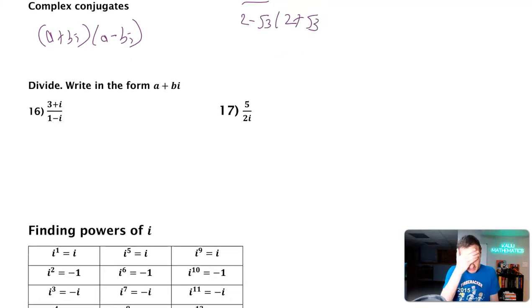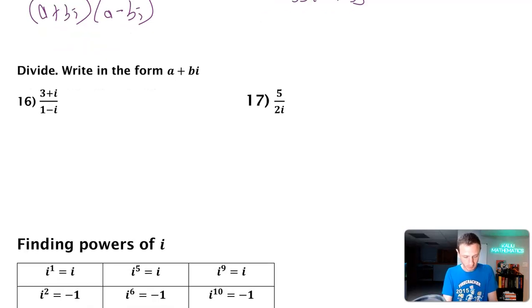So we are dividing. On 16, we are going to think of it as rationalizing the denominator. It doesn't say that, it says divide, but that's what we want to do. We want to multiply by the conjugate. So if I have 3 plus i over 1 minus i, I'm going to multiply by 1 plus i. So I'm multiplying by 1 plus i. Let me rewrite that.